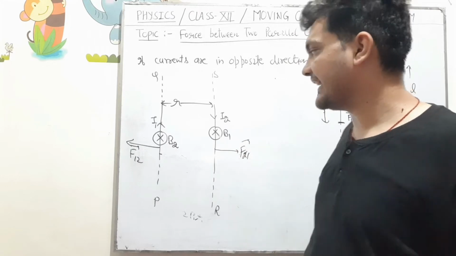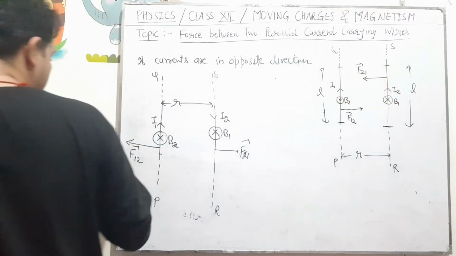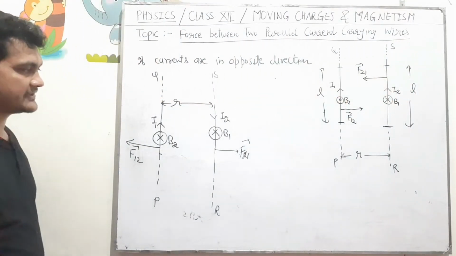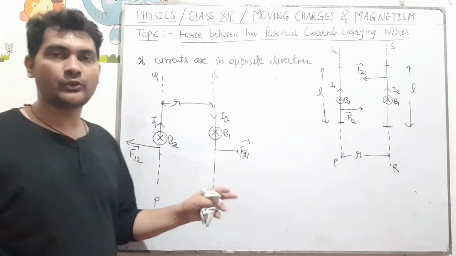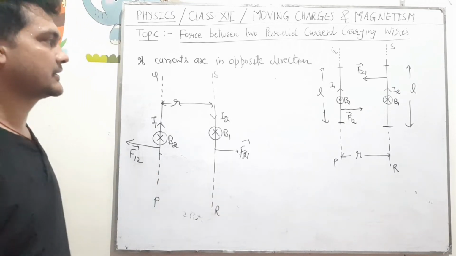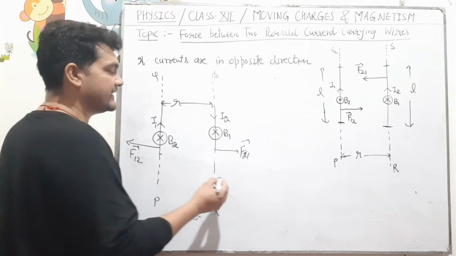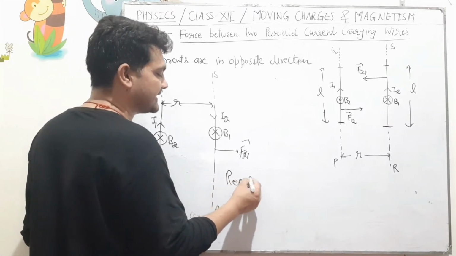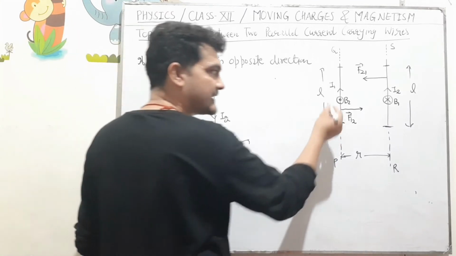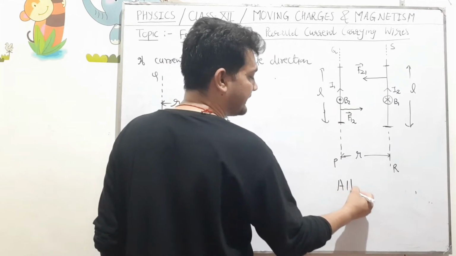So you can see that if the currents are in opposite directions, then the forces are also in opposite direction and they repel each other. So if the currents are in opposite direction, then wires repel each other, and if the currents are in same direction, then wires attract each other.